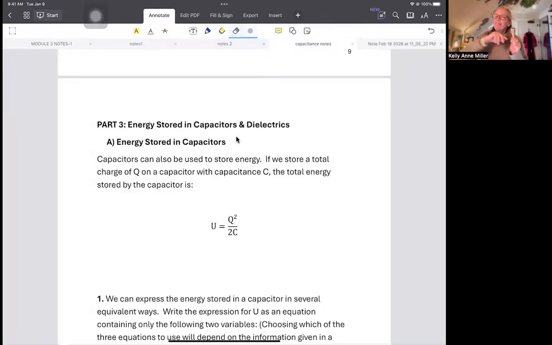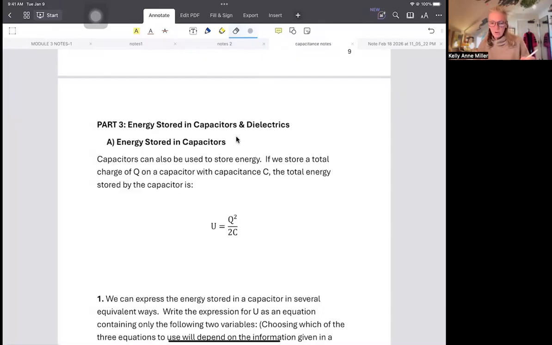Okay, so in this third video, I'm going to talk about energy with respect to capacitors and then something called dielectrics. Okay, so let's start with energy. Just like capacitors can be used to store charge, they can also be used to store energy. So we're going to talk about the relationship between charge stored and energy.